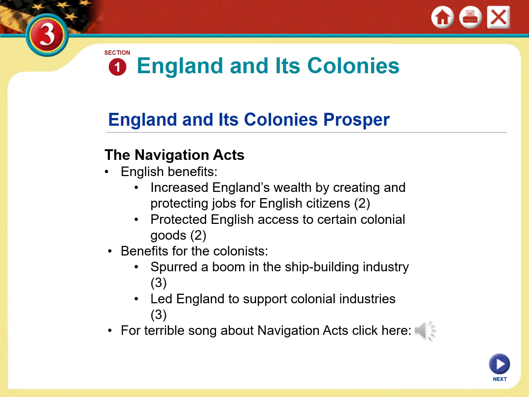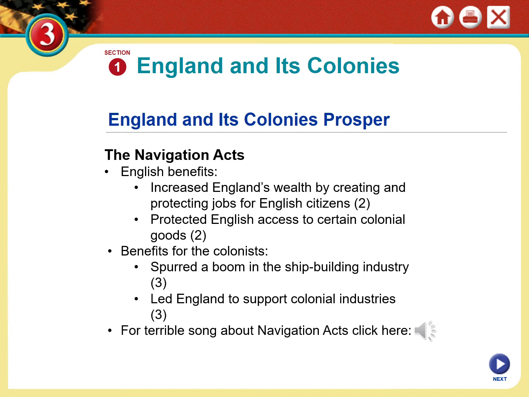They could also protect English access to certain colonial goods, importantly cotton, tobacco, rice, sugar, timber, coal, various raw materials that were being extracted from the colonies that England could acquire cheaply. They wanted that cheap market for themselves. However, the colonists also benefited from this relationship, this Navigation Act, in several ways.